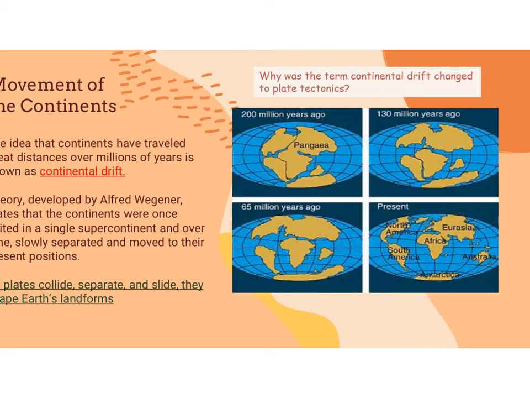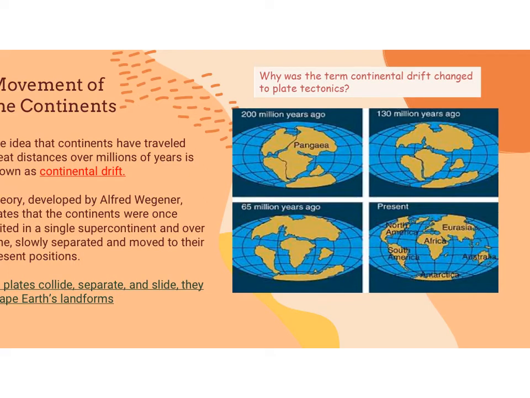The theory of continental drift, first developed by Alfred Wegener, states that the continents were once united in a single supercontinent. According to this theory, Earth's plates shifted over millions of years. As a result, the continents slowly separated and moved to their present positions. And you know, Earth's continents are still moving.